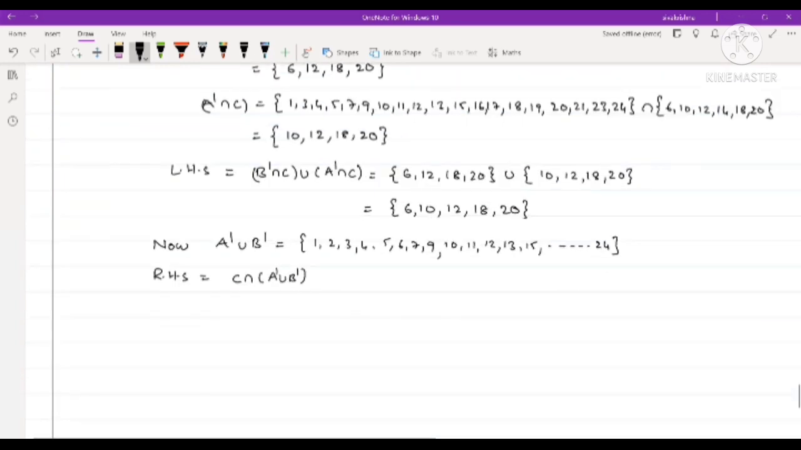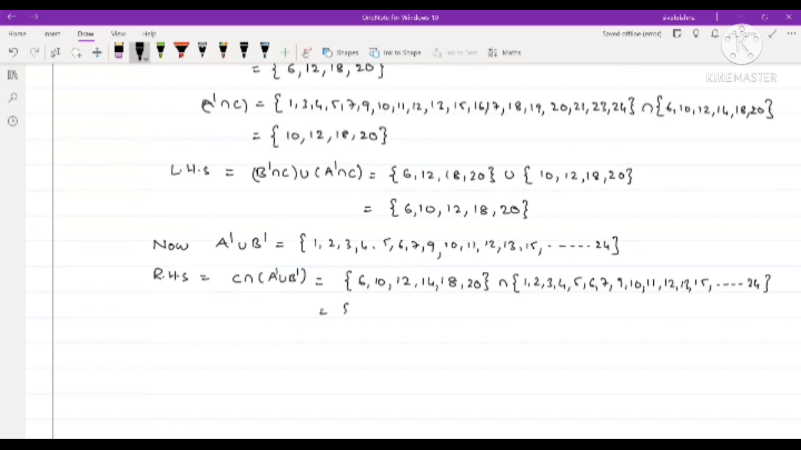So we have to find the intersection of C and A dash union B dash. This is equal to: the set C is 6, 10, 12, 14, 18, 20, and the intersection we have to write with the elements of A dash union B dash: 1, 2, 3, 4, 5, 6, 7, 9, 10, 11, 12, 13, 15 and so on up to 24. Now we have to find the intersection, meaning the elements which are common in both the sets.